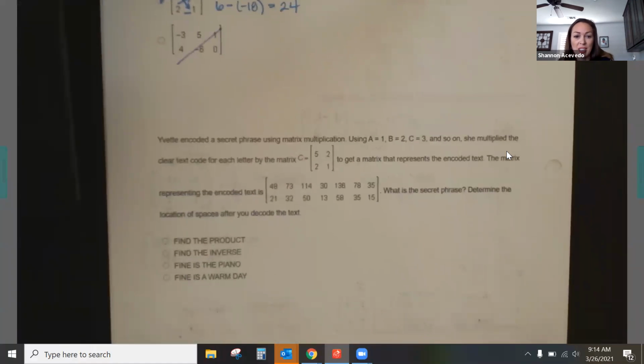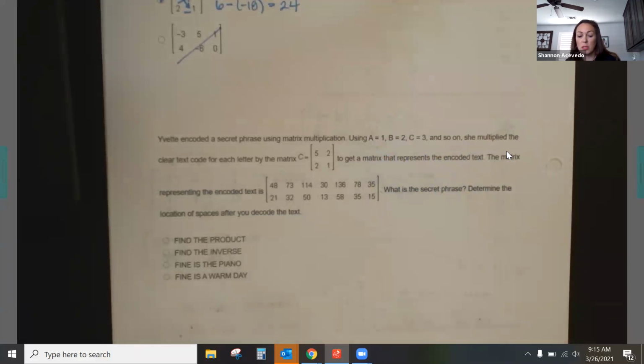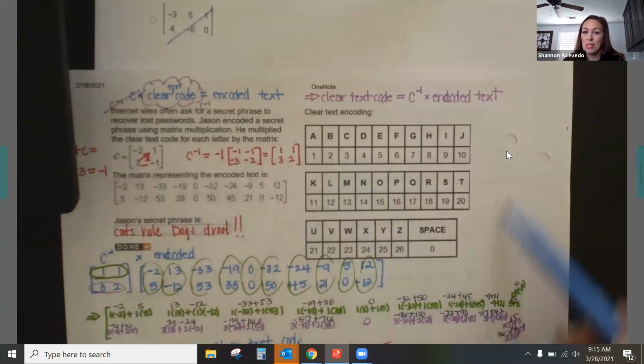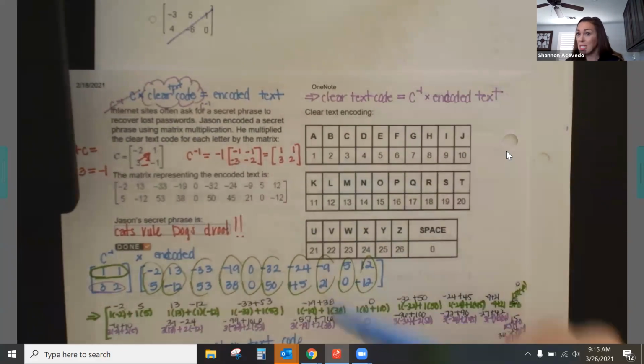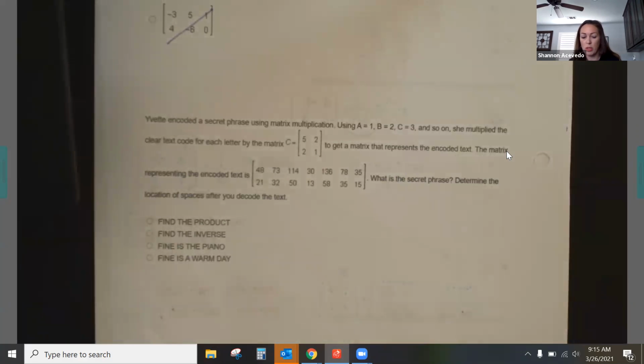And then our text code one. So I actually kind of think these are kind of fun. Okay, so Yvette encoded a secret message using matrix multiplication. So it says A is equal to 1, B is equal to 2, C is equal to 3, and so on. They're just using the same one that we talked about yesterday. Some of the problems had this, some of them don't on the quiz. So I just went ahead and I used my printed copy when I was going through and doing it.